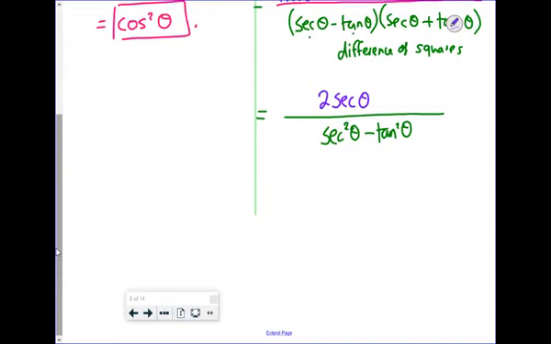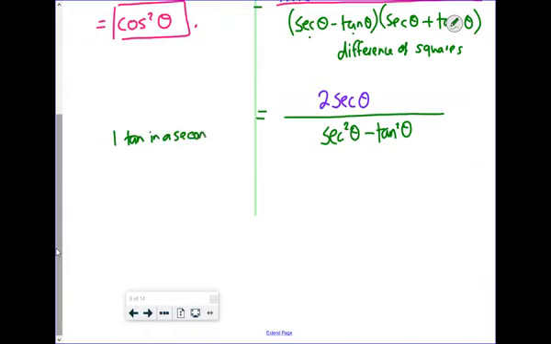In the denominator there, I'm seeing squared things. That's making me think of one of my Pythagorean identities. What's my Pythagorean identity that I remember that's got secant and tangent in it? It's 1 plus tan squared equals secant squared.